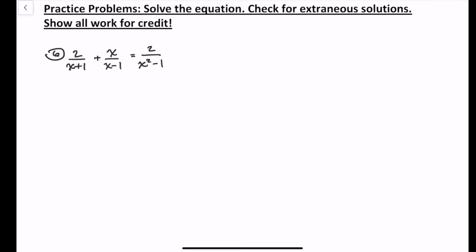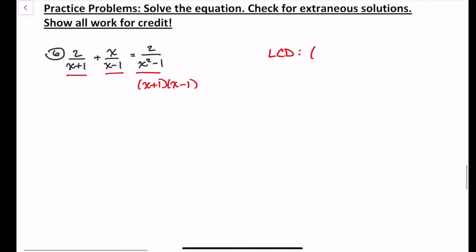All right, number 6. In this case, I have 3 different factors in the denominator. So I'm going to zap the frac and first identify the least common denominator. So I want to factor that x squared minus 1, and that's a difference of squares. So the least common denominator will be x plus 1 times x minus 1.